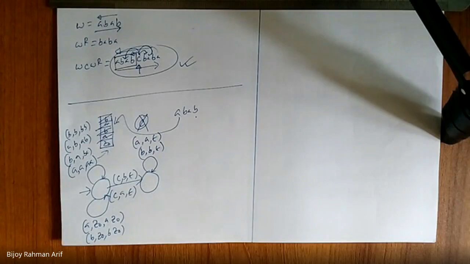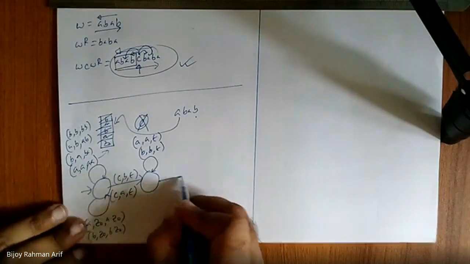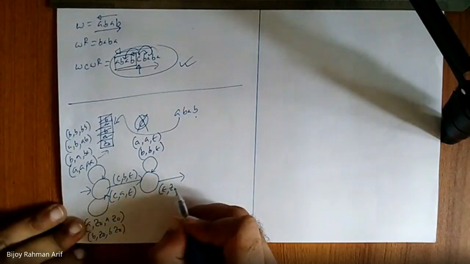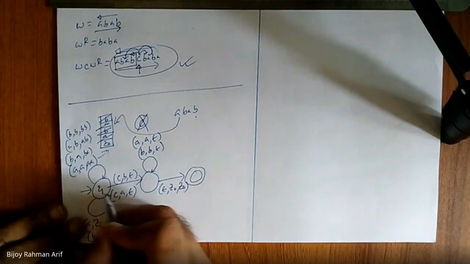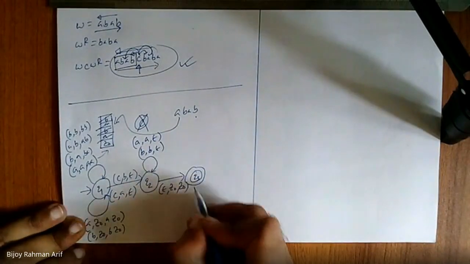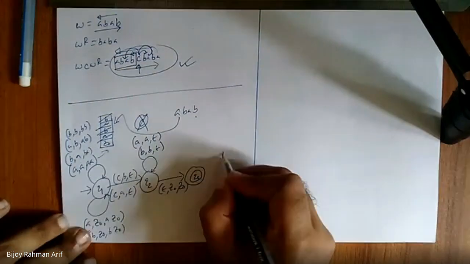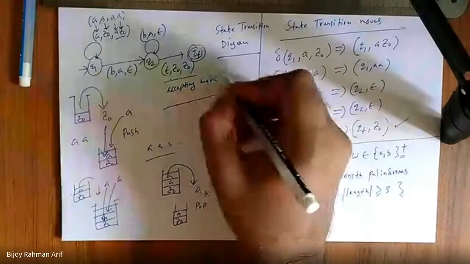Did you get it? So check and pop, checking A with A or B with B. And finally, if I get epsilon and I get the bottom of the stack, then I'm going to leave the bottom of the stack as it is and exit. Q1, Q2, Q3. All these pushdown automata are actually deterministic. It is a deterministic pushdown automaton.